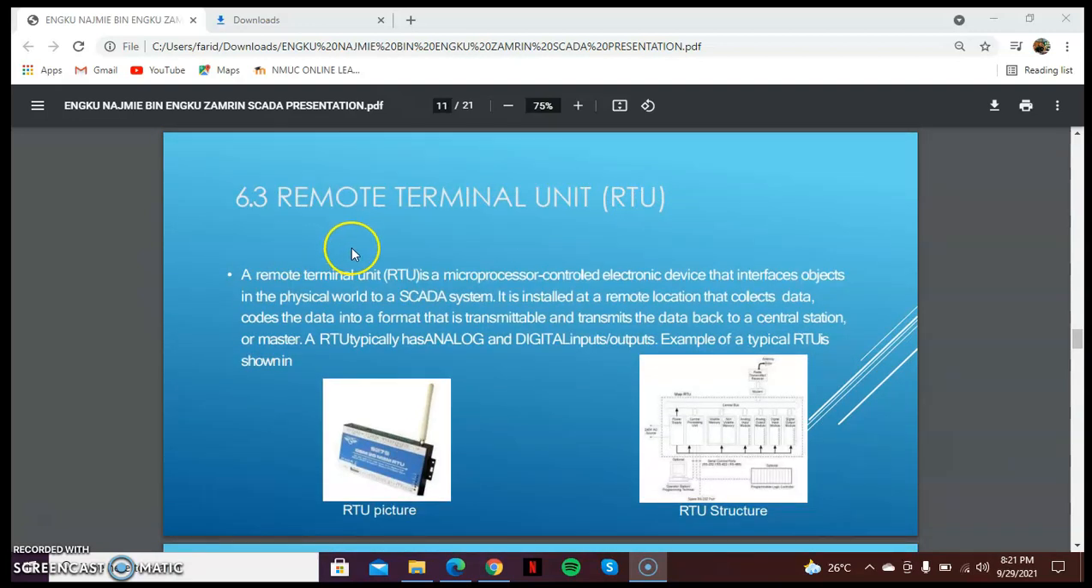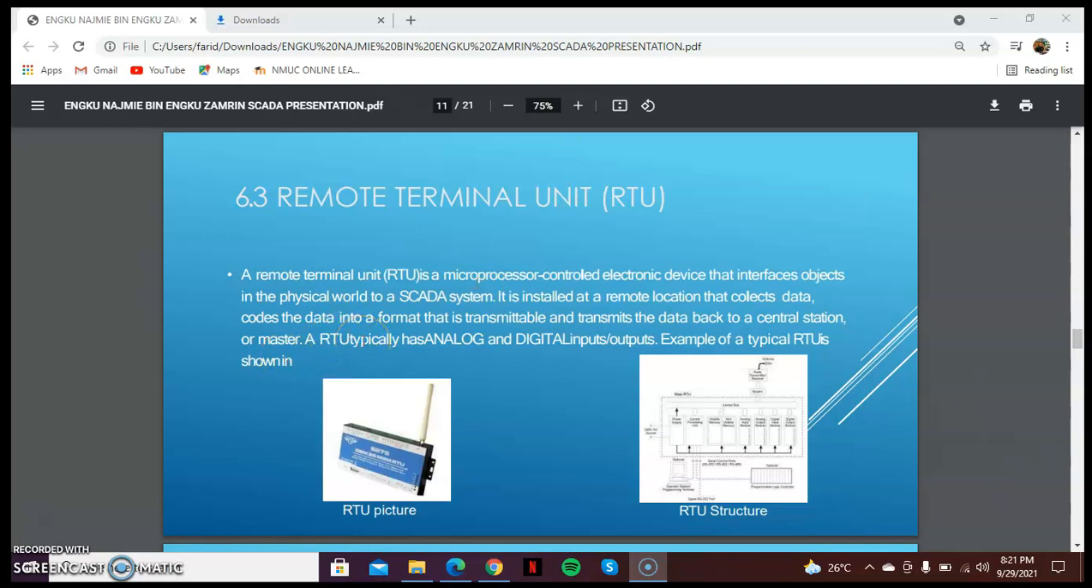Then the RTU, also known as the remote terminal unit. A remote terminal unit is a microprocessor controlled electronic device that interfaces objects in the physical world with a SCADA system. It is installed at the remote location, collects data, codes the data into a format that is transmissible, and transmits the data back to a certain station or master.